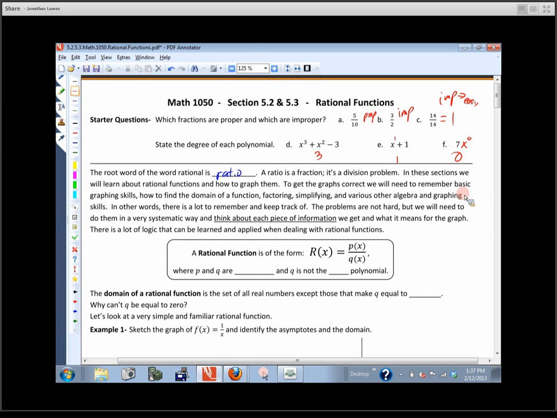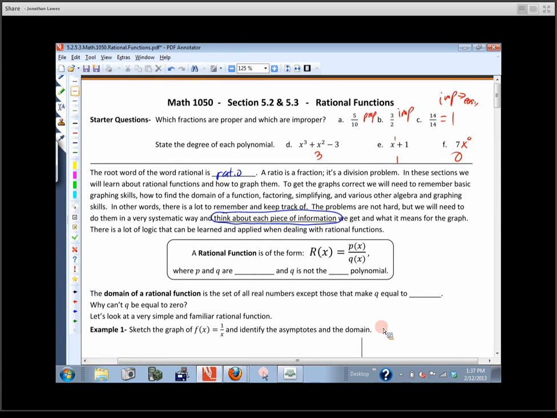We just kind of compartmentalized, figured out parts of it that weren't too difficult, and then we put all the pieces together. And this is really important right here. Okay, we're going to have to think about each piece of information we get. Okay, because there's a lot of logic that we can learn by dealing with rational functions.